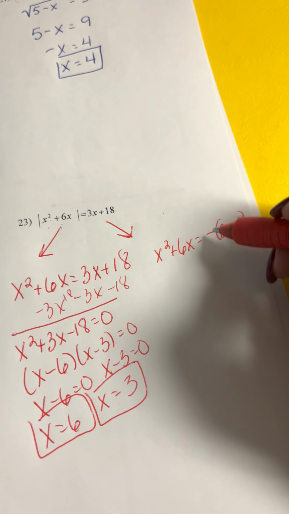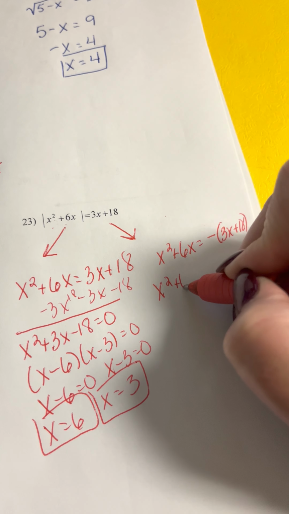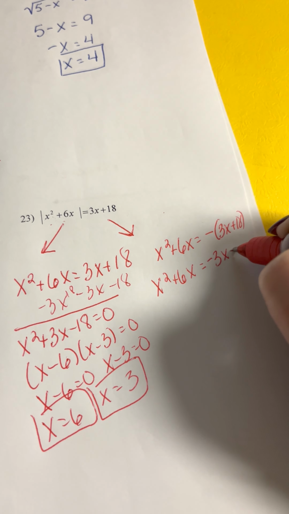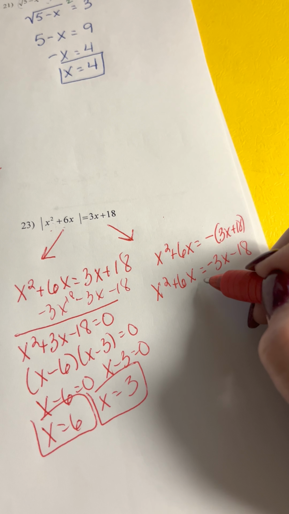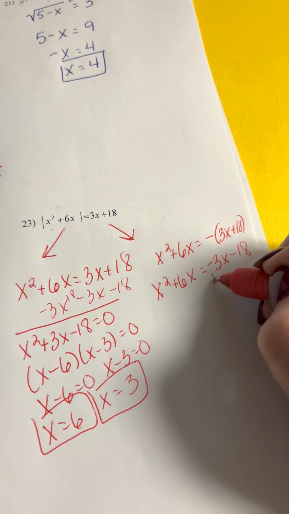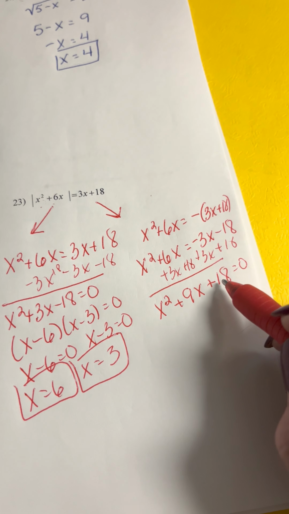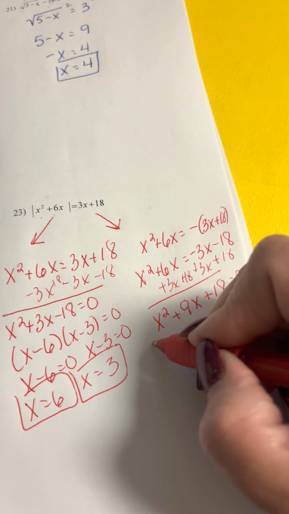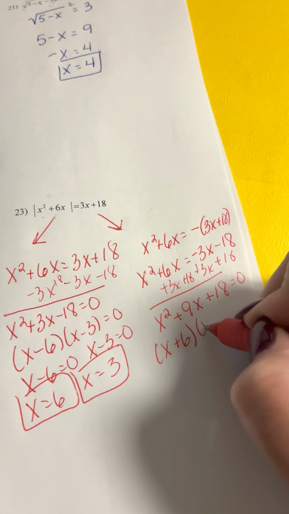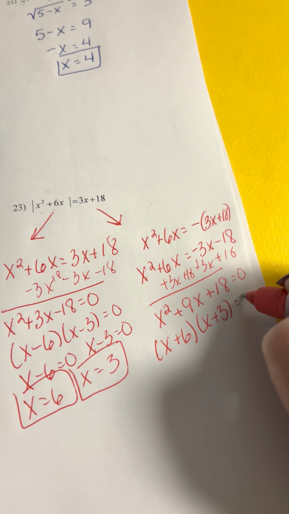All right, now we're going to come over here, and we're going to distribute that negative. And then we're going to move the 3x and move the 18. So we have x squared plus 9x minus 18. And then that does not, wait, plus 18. Sorry, that's plus 18. Add 18. That does, oh, nope, that factors as well. x plus 6, x plus 3. So we get x equals negative 6 and x equals negative 3.